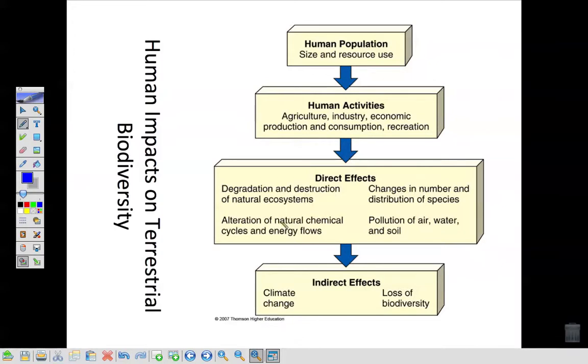Alteration of natural chemical cycles and energy flows. So these are things like the nitrogen cycle and the phosphorus cycle and the carbon cycle, things like that. Changes in number and distribution of species, so there's biodiversity loss. Pollution of air, water, and soil. Indirect effects are climate change, right? So pollution of air, water, and soil can lead to climate change, not so much soil, right? And then another indirect effect is loss of biodiversity.